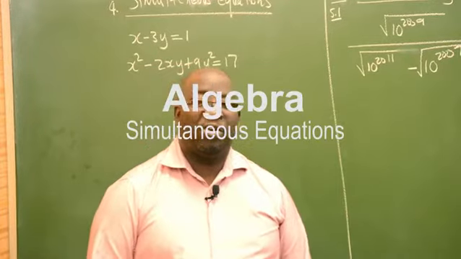We want to continue and look at how we do these types of simultaneous equations. This is about 6 to 8 marks in your examination, the simultaneous equations. So let's make sure that under algebra, we understand and secure these marks.